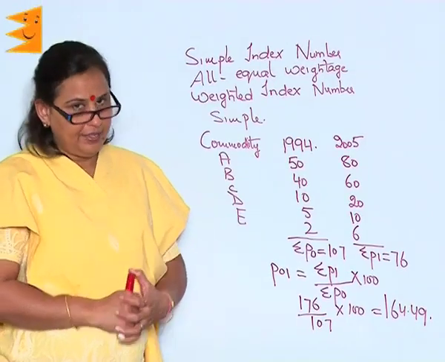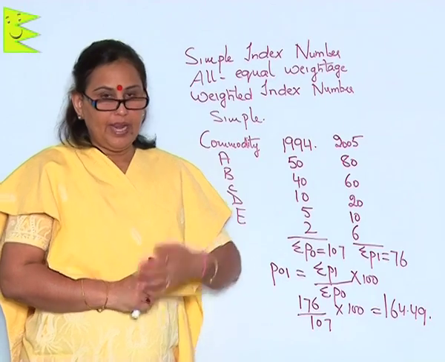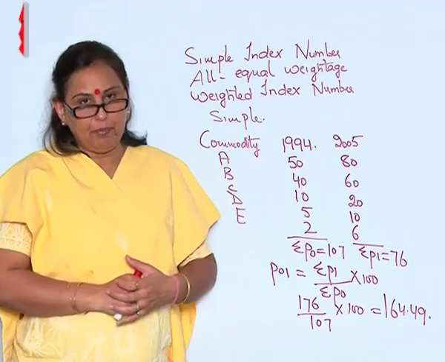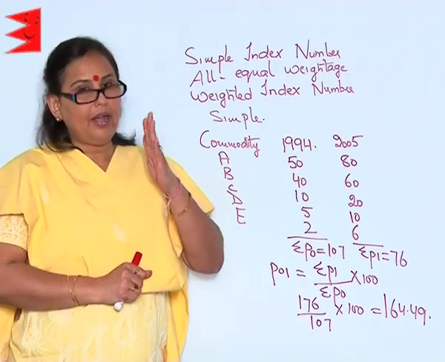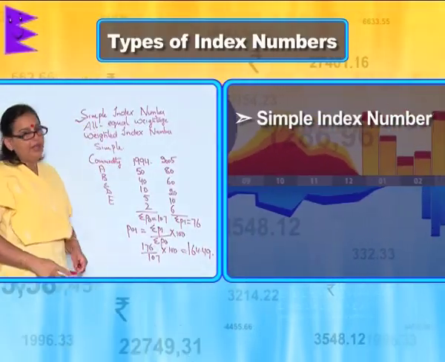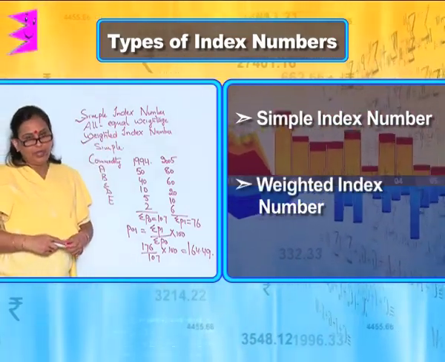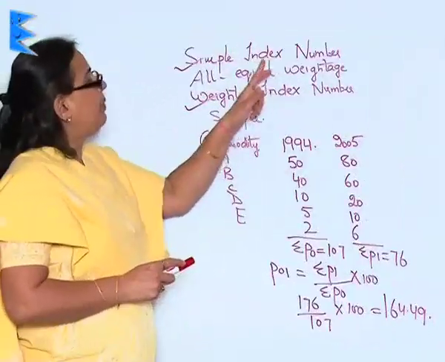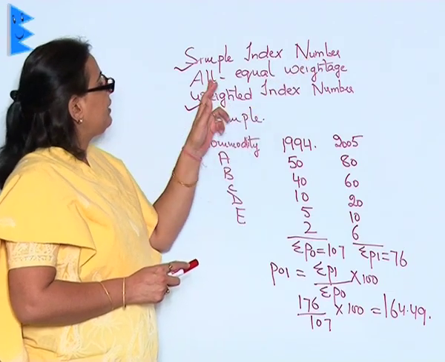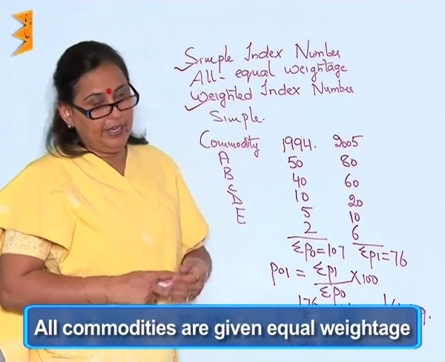Now we will try and understand the types of index number. As far as the types of index number are concerned, there are two types. One is the simple index number and the other is the weighted index number. When we talk of the simple index number, in this all commodities are given equal weightage.